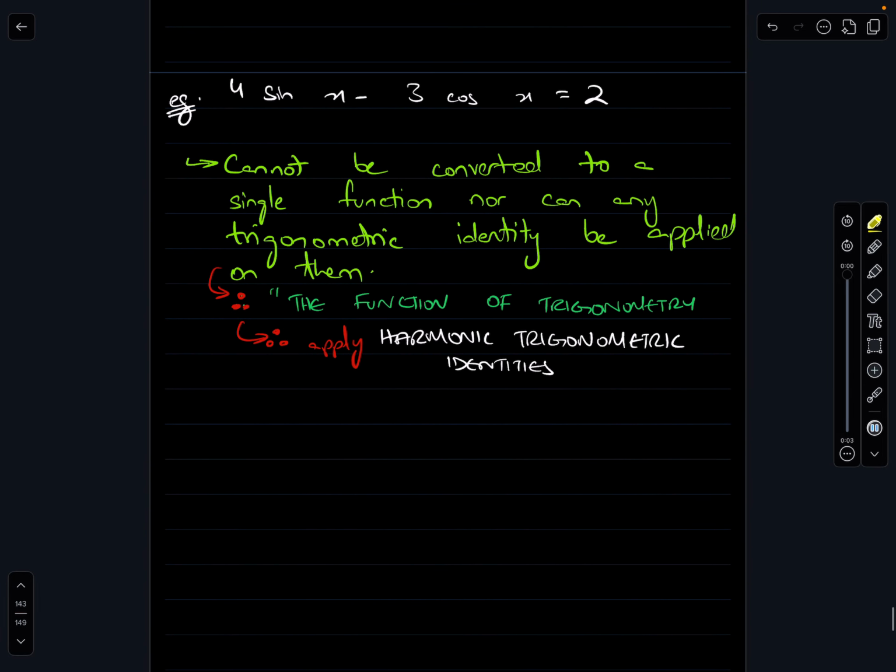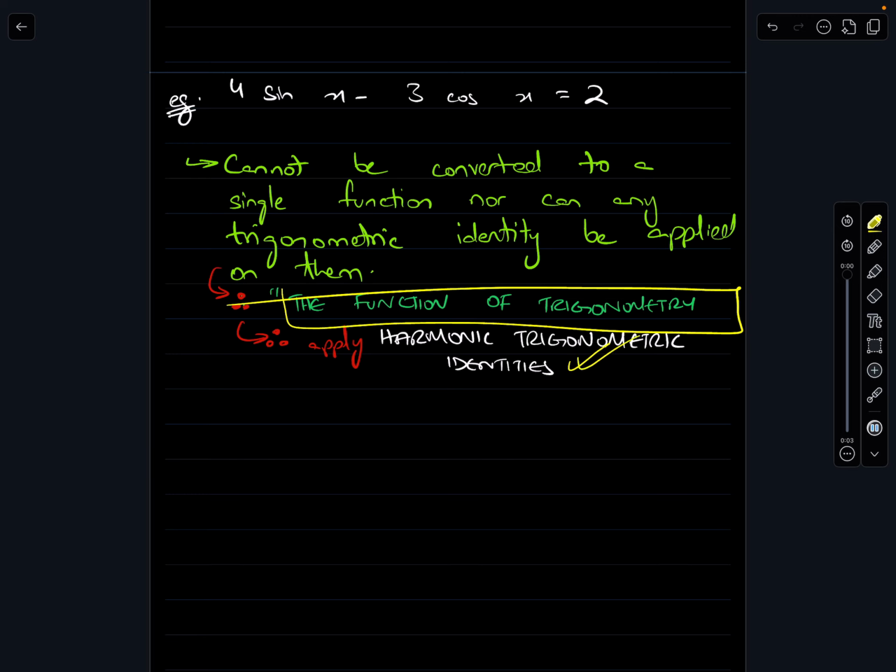Moving on, let's say for example we have this. Instead of a 0, we have a 2 on the right hand side. This cannot be converted to a single function, and thus this is a function of trigonometry. In order to solve a function of trigonometry, we must apply harmonic trigonometric identities.